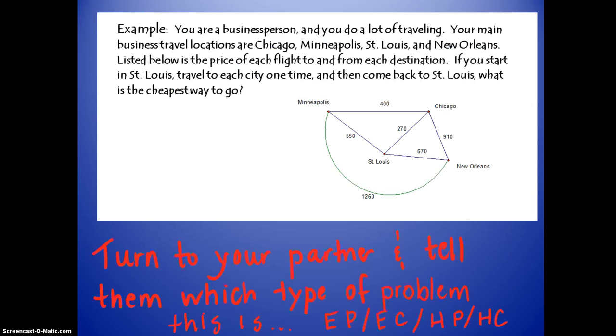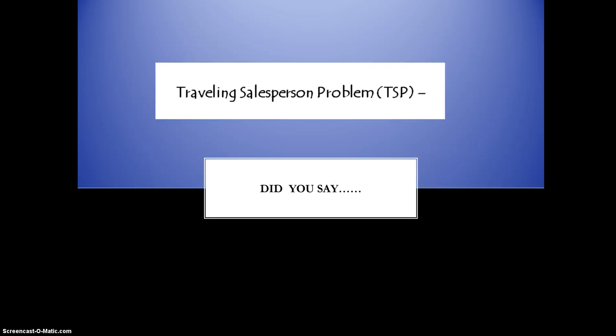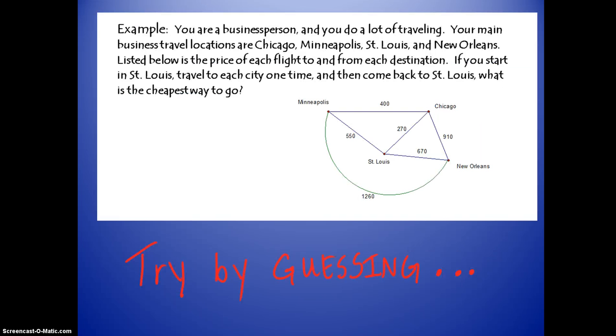So in the traveling salesman problem, you live in St. Louis, you need to visit the other 3 cities of Minneapolis, Chicago, and New Orleans, and you need to return home. So what type of route is this? Tell your partner or yourself, is it an Euler circuit path or Hamiltonian circuit or path? And did you say Hamiltonian circuit? Hopefully, because the cities are the vertices and you have to visit each one and return to where you live. So starting and ending at the same vertex makes it a circuit.